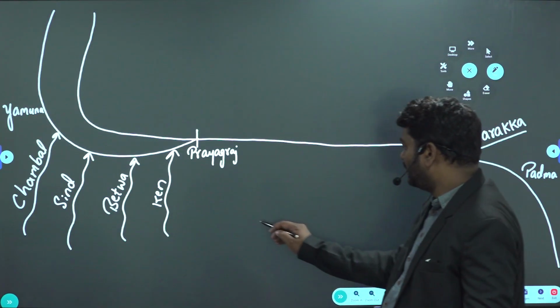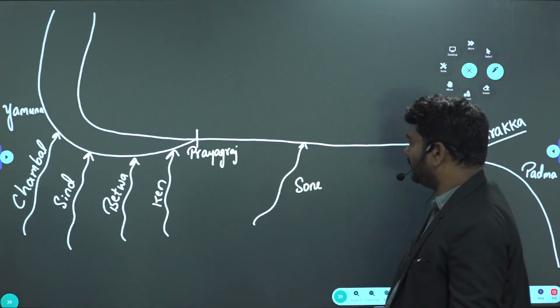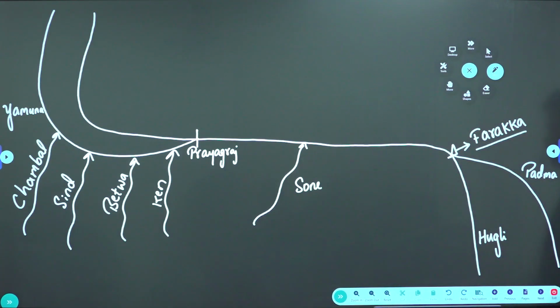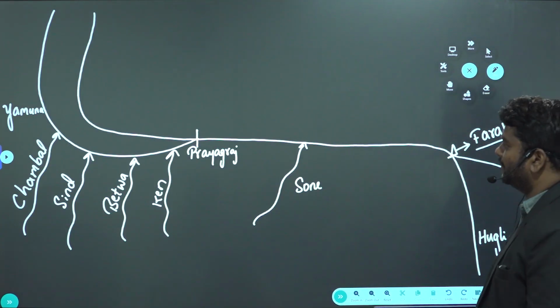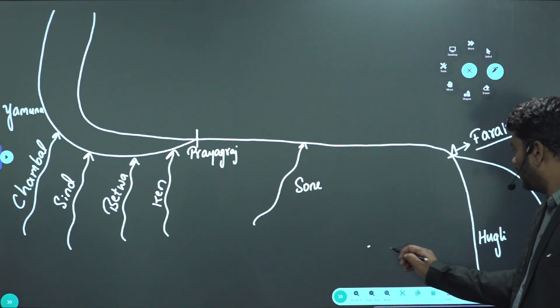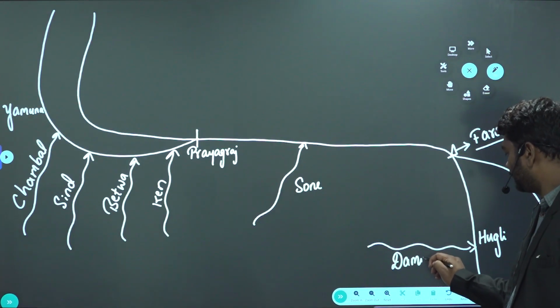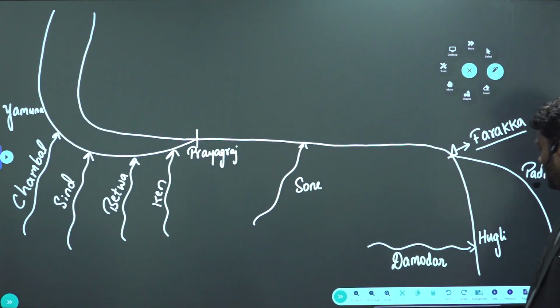Fine. And then guys, there is another river called Son River, which joins Ganga. So Son doesn't join Yamuna, it joins Ganga. So which peninsular river joins Ganga directly? Son. Fine. And Damodar River is tributary of which one? Hooghly.